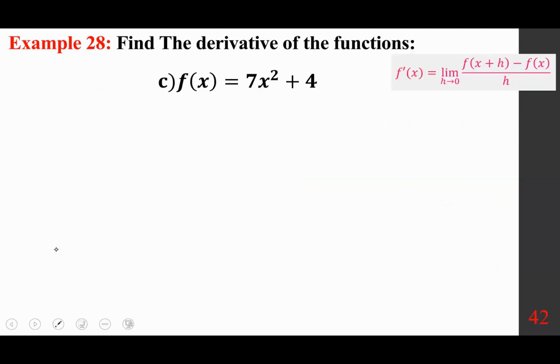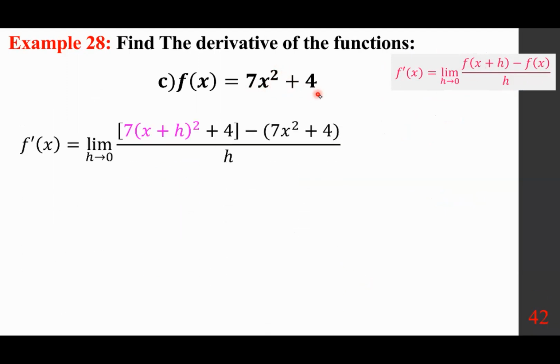We want to find the derivative going through the definition, where f of x is 7x squared plus 4. So f prime is the limit of f of x plus h minus f of x over h. So this and this is easy. Just find f of x plus h, which is 7 times x plus h squared plus 4. So this part. Then minus, here's f of x and then over h.